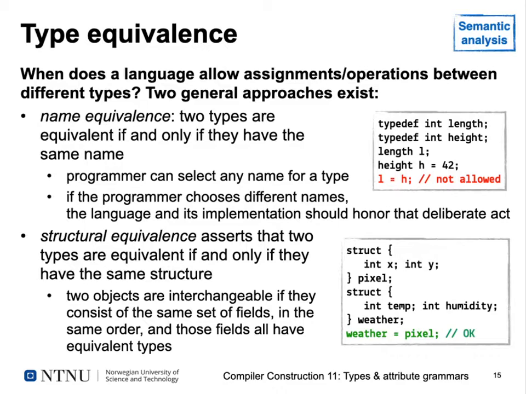So this could mean we have a structure of two integers, which we call pixel, which has two fields x and y, both integers, and we have another structure, again with two fields. One has a temperature, the other has humidity, and we call this weather. Now, if we have structural equivalence enabled, we could assign a struct pixel to a variable of struct weather, and we wouldn't complain, even if that would semantically probably not make that much sense.